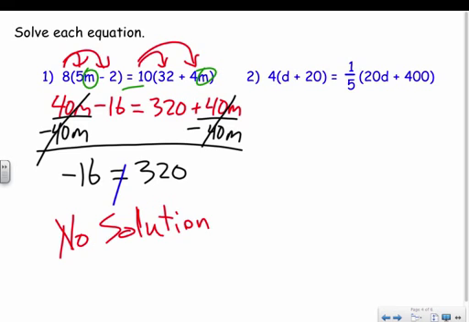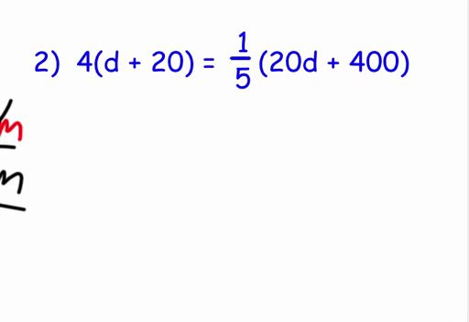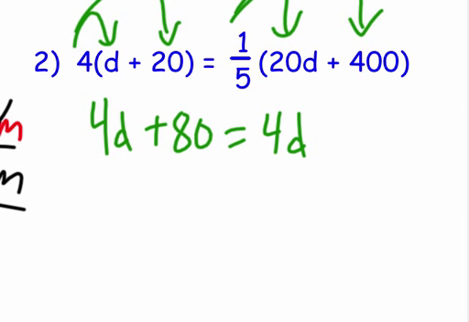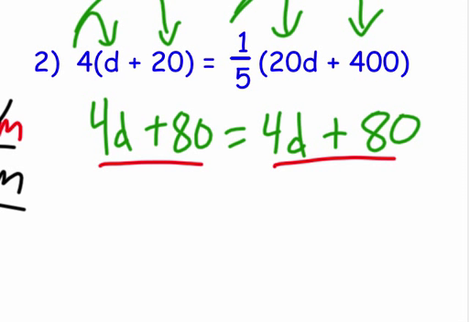Same thing with number 2. We're going to get a little something different though. So I'm going to go ahead and distribute quick. So 4d, 4 times 20 is plus 80. Bring my equal sign down. A fifth of 20, or 20 divided by 5, is 4d. And a fifth of 400 is 80. Well, now if I look at it, I have the exact same thing on both sides.